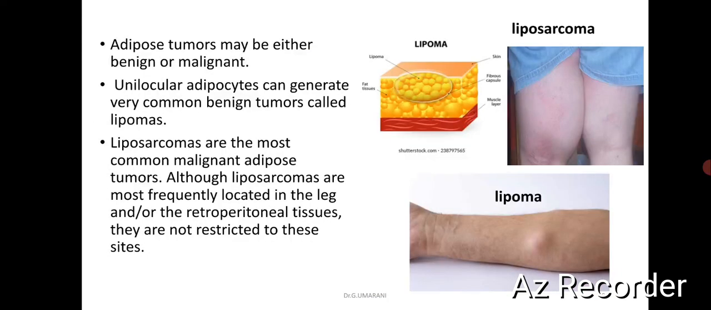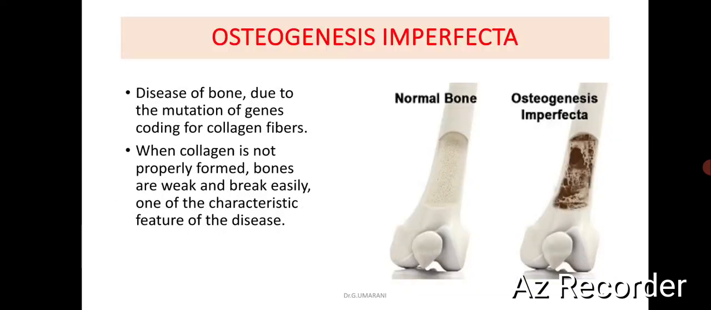Next is adipose tumors. These adipose tumors are benign or malignant, whereas unilocular, that is white, adipocytes can generate a very common benign tumor called lipoma. Whereas liposarcoma is the most common malignant adipose tumor, and these are most frequently located in the leg and retroperitoneal tissues.